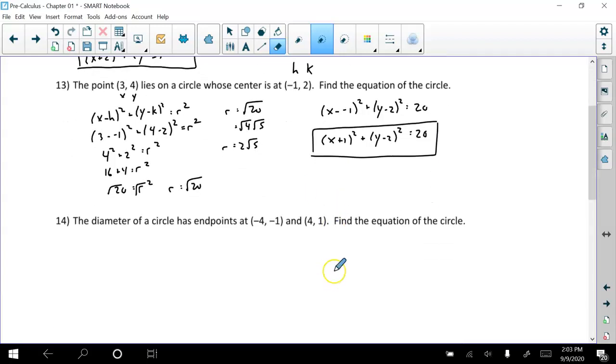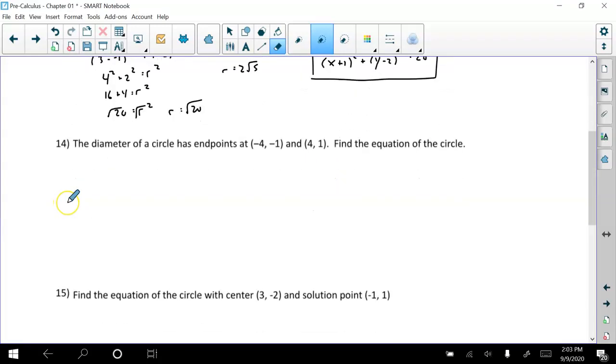Number 14, the diameter of a circle has endpoints at negative 4, 1 and 4, 1. So visually, if we think about this, not drawing to scale, negative 4, negative 1, positive 4, positive 1. So like the last problem, we had a point on the circle. We actually have 2 points, but what we don't have is where the center is.